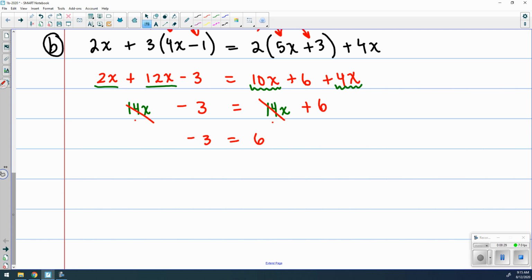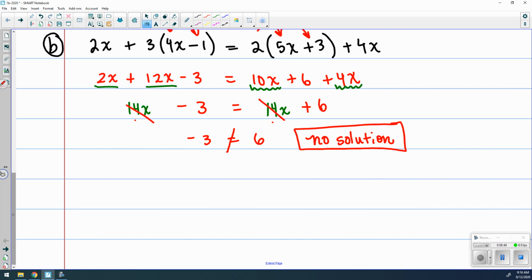Wait a minute. No, it does not. Negative 3 does not equal 6, and I no longer have a variable involved. So what this means is that there is no solution to this equation. And that happens sometimes. So no solution there.